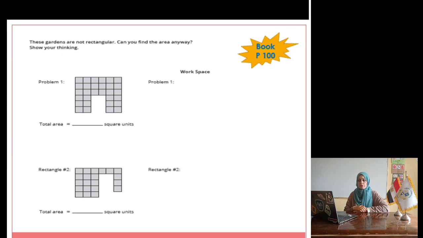The next slide, for book page 100, you can find problem number 1. This is a shape that you didn't take before. We need to know the total area. Count the units. You have to count the square units. How many squares do you have? That's right, 30. 30 square units.